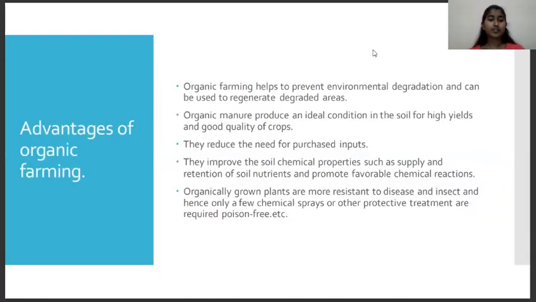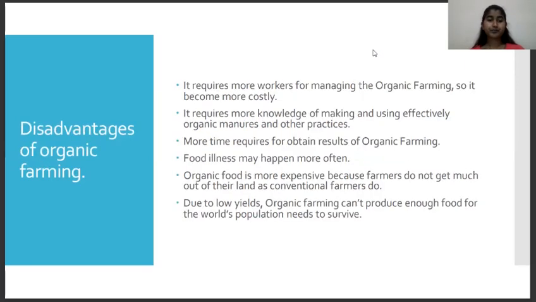Now let us see the advantages of organic farming. Organic farming helps to prevent environmental degradation and can be used to regenerate degraded areas. Organic manure produces an ideal condition in the soil for high yields and good quality of crops. They also reduce the need for purchased inputs. They improve soil chemical properties such as supply and retention of soil nutrients and promote favorable chemical reactions. Organically grown plants are more resistant to diseases and insects, and hence only a few chemical sprays or other protective treatments are required. Poison free, etc.